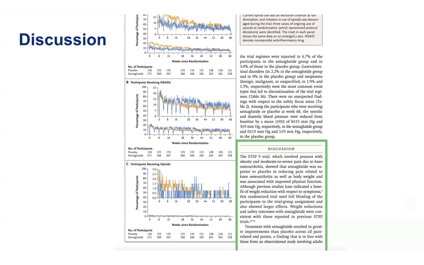The discussion section of a research article explains what the results mean, how they relate to other studies, and why they are important. It also discusses any limitations of the study and suggests areas for future research.